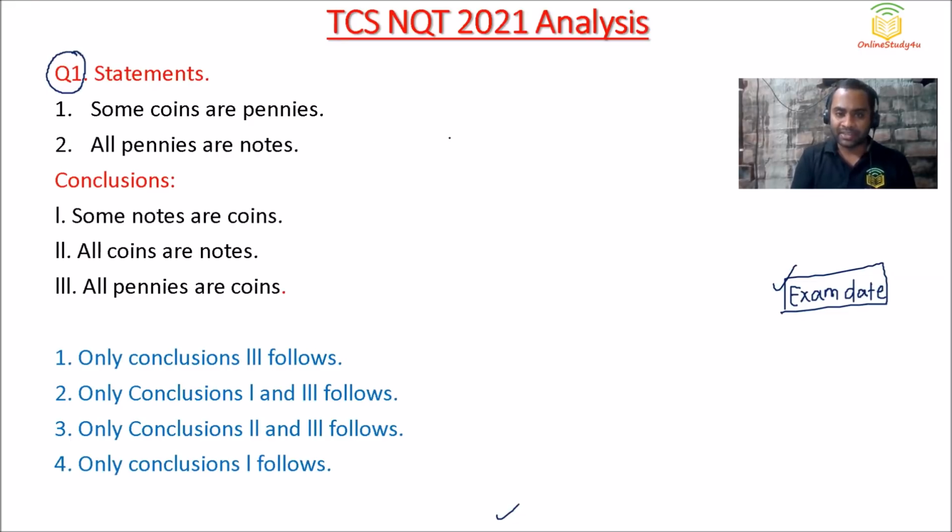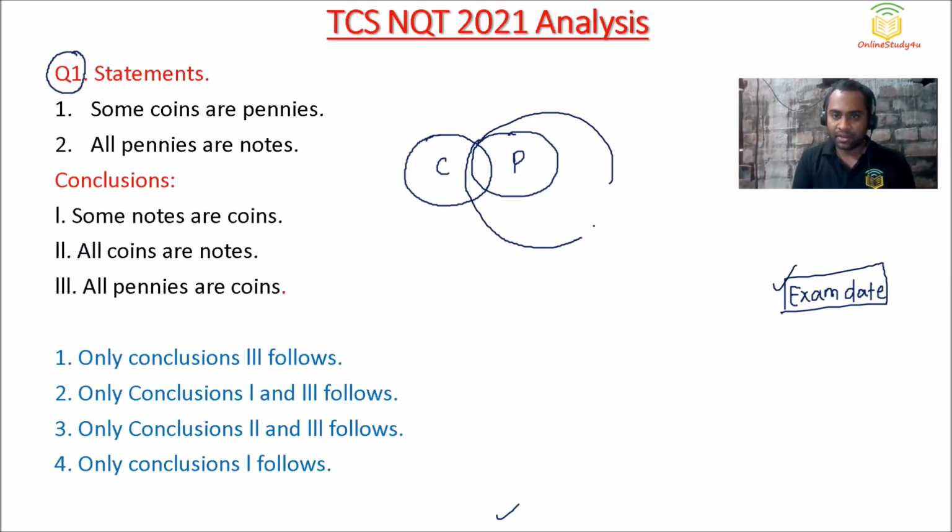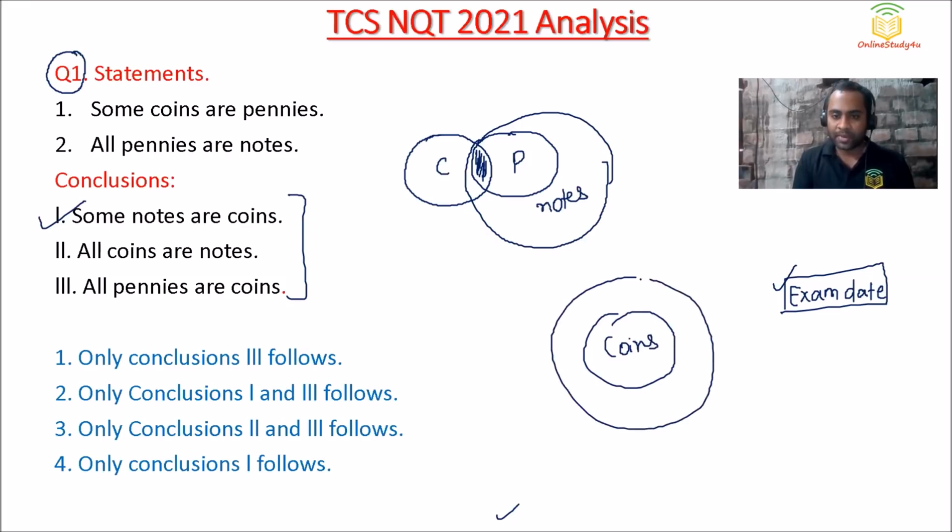Some coins are pennies. So this is my coins and pennies, right? This is how we draw. And all pennies are notes, so all pennies are inside the notes. Then the conclusions: some notes are coins. Yes, we can see some notes and coins are crossing each other, so we can say some notes are coins. Next, all coins are notes. If you want to say all coins are notes, then be very clear that all the coins will be inside the notes. That is not here, so this second conclusion will become wrong.